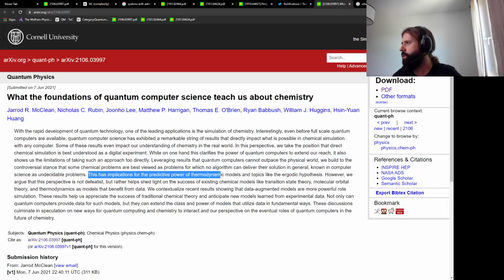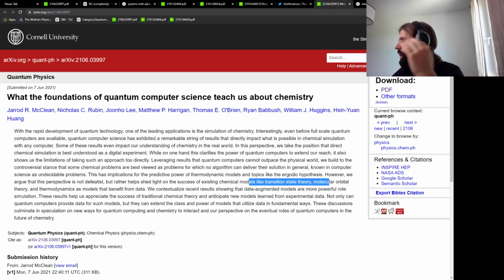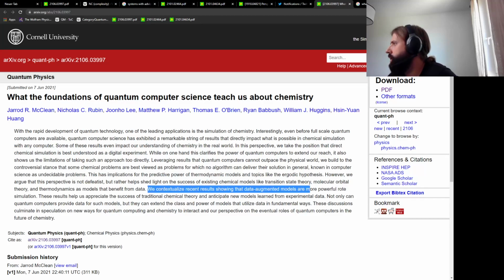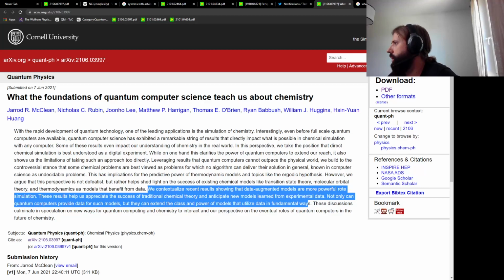Implications of the predictive power of thermodynamics models and topics like, however, argue that the perspective is not defeatist, but rather helps shed light into discussion of existing chemical models like transition state theory, molecular orbital theory, and thermodynamics as models to benefit from data. We contextualize recent results showing that data augmented models are more powerful for simulation. These results help us appreciate the success of traditional chemical theory, and not only can quantum computers provide data, but they can extend the class and power of models that utilize these discussions.